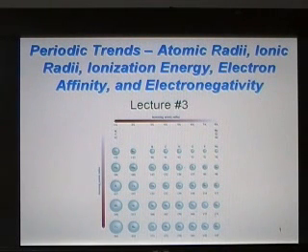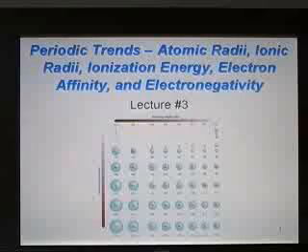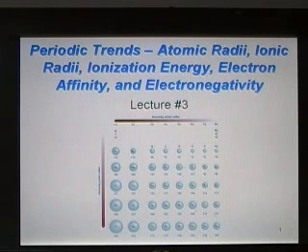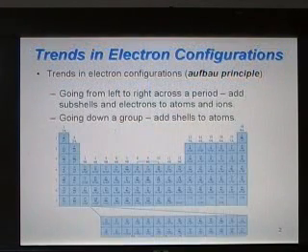In this lecture, we're going to start discussing periodic trends. We are going to look at the sizes of atoms, the sizes of ions, the ionization energy associated with forming cations, the electron affinity associated with forming anions from atoms, and electronegativity, the ability of an atom to pull electrons towards it when participating in a bond.